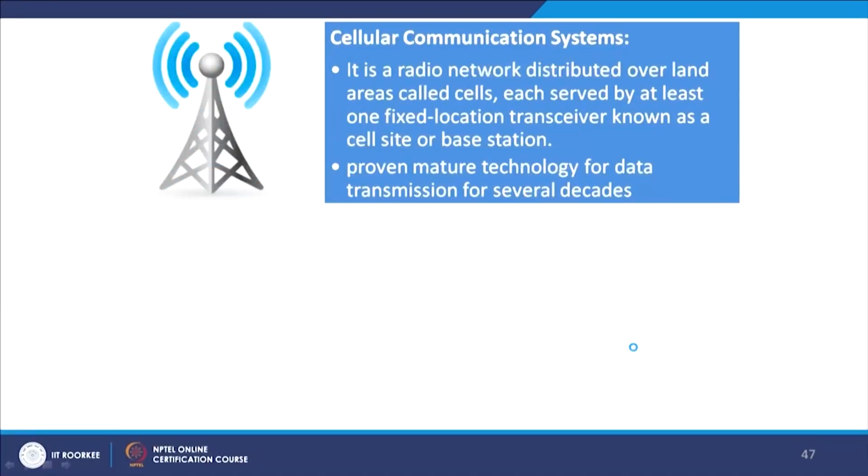Now, what do you understand by cellular communication system? It is a radio network distributed over land areas called cells, each served by at least one fixed location transceiver known as cell site or base station. It has proven mature technology for data transmission for several decades.